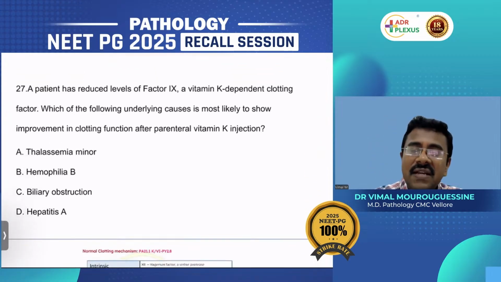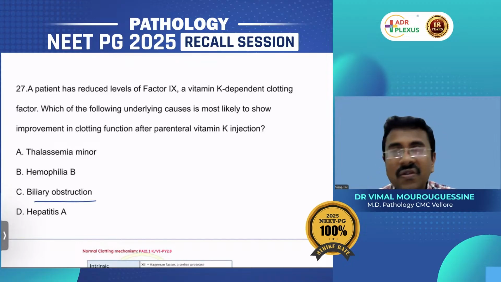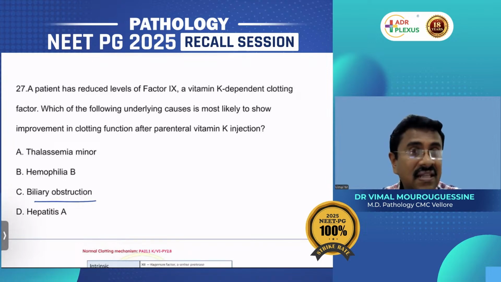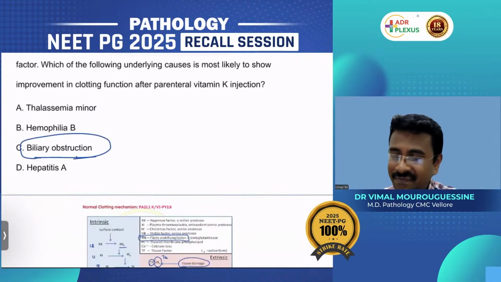A patient has reduced levels of factor 9, a vitamin K dependent clotting factor. Which of the following is likely to show improvement in clotting function after parenteral vitamin K injection? So among the given options, you can see biliary obstruction. In biliary obstruction, the fat soluble vitamins, the ADEK, are not absorbed. So if you give parenteral vitamin K injection, there will likely be improvement because the synthesis of factor 9 is going to be improved. So the answer here is biliary obstruction.